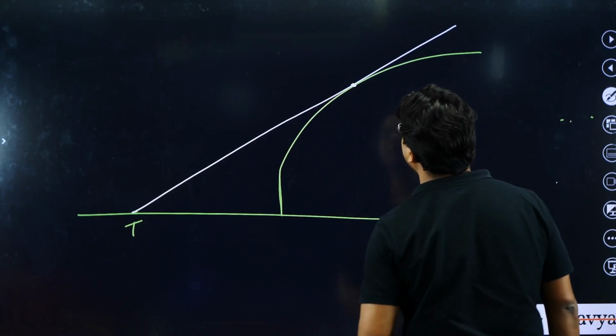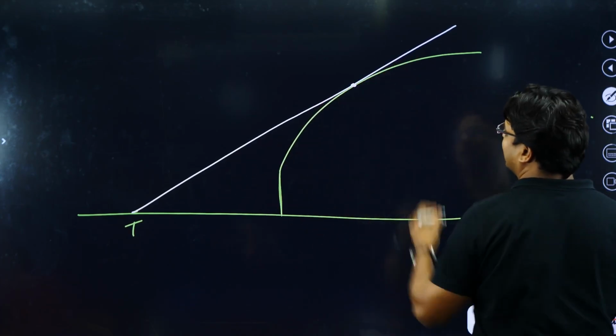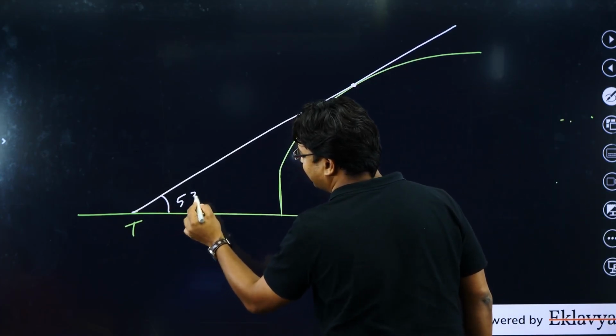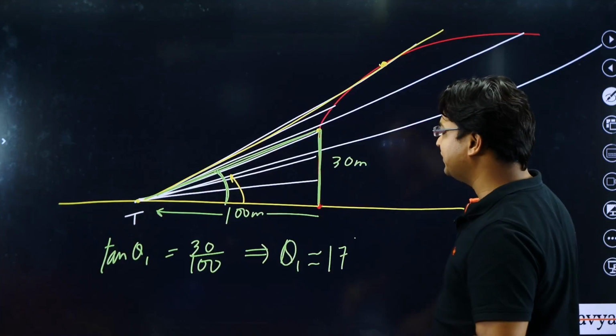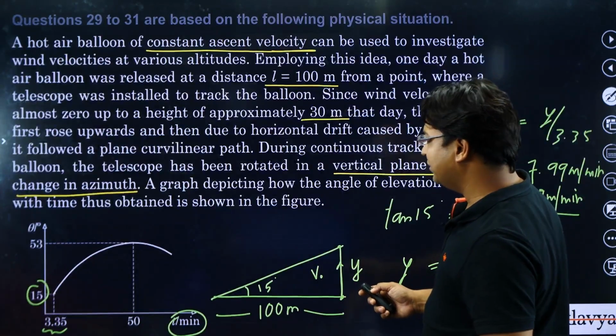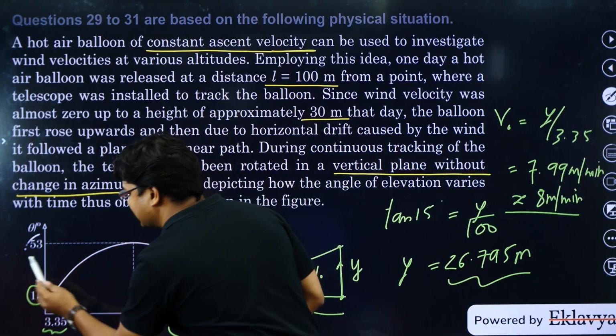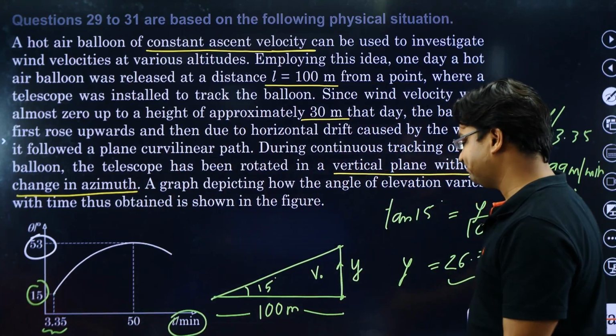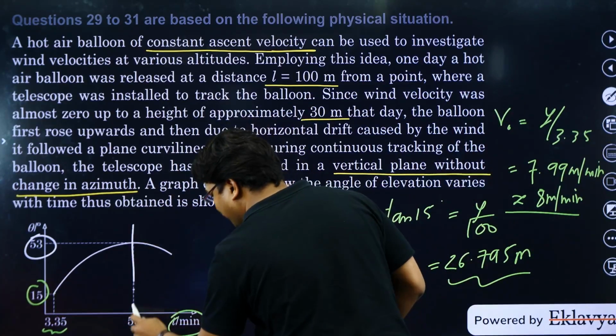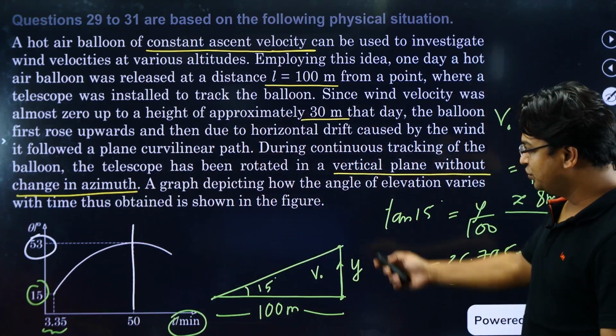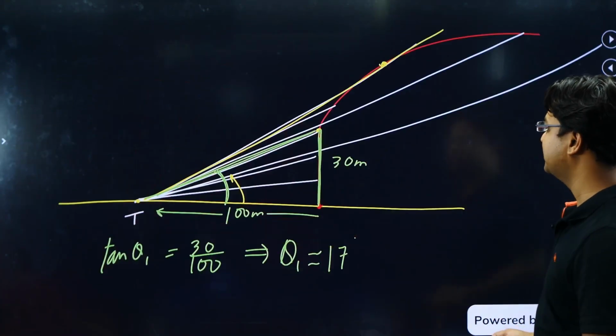Okay, so what we know right now is that this is a tangent. What we know is that this angle is 53 degrees. How do we know that this angle is 53 degrees? Well, we know it because it is given in this graph. This angle is 53 degrees, so it is given here. We also know that it took 50 minutes to reach that point. Okay, no problems. 50 minutes.